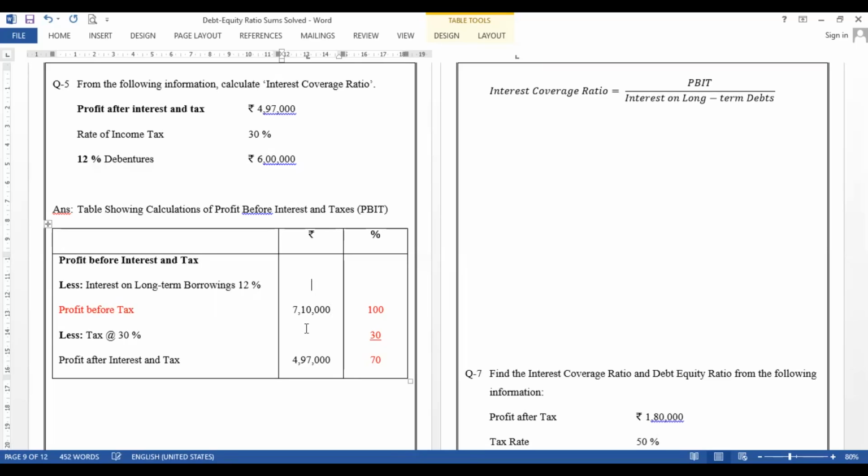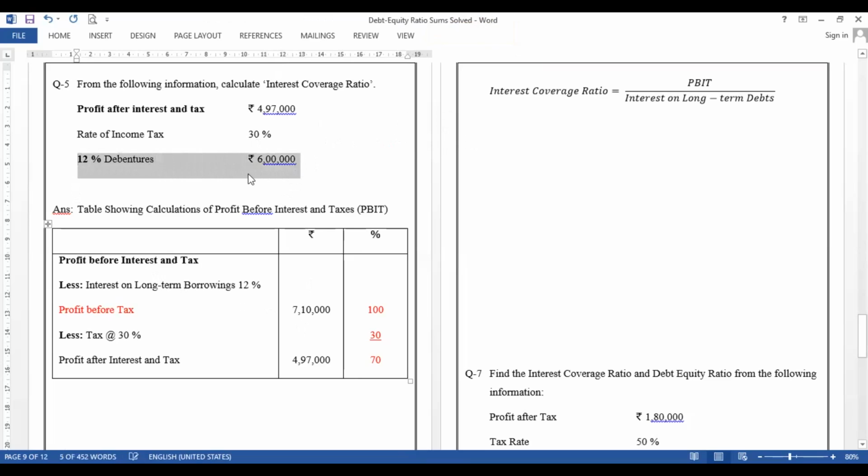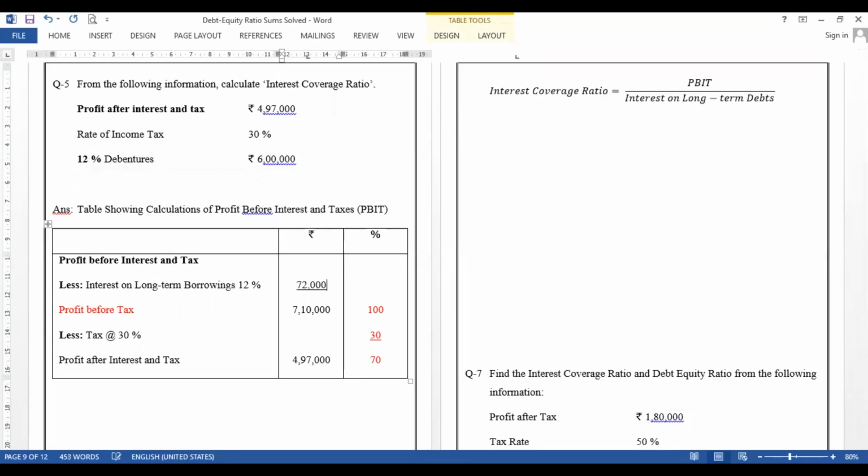Now we need to know how much is interest on long-term borrowings. Long-term borrowings can be seen over here as 12% debentures, rupees 6 lakh. On 6 lakh, 12%, that will be 72,000. So this is interest on long-term borrowings. Now, because we are moving in reverse order, we need to add this 7,10,000 plus 72,000. The amount will be 7,82,000. So this is how we are able to calculate profit before interest and tax.